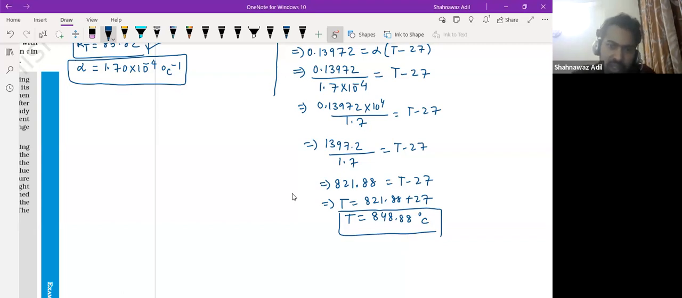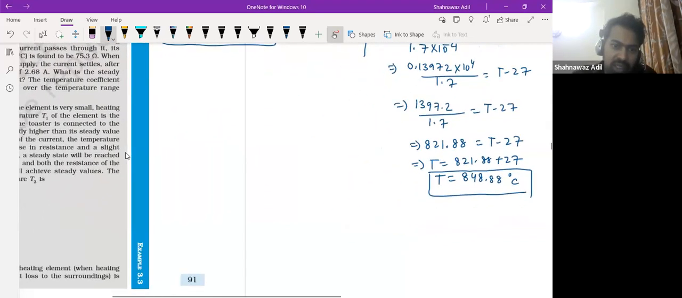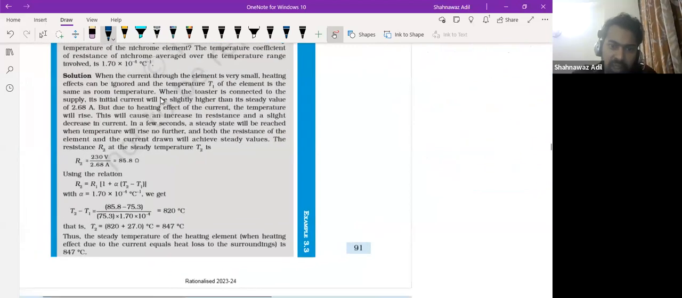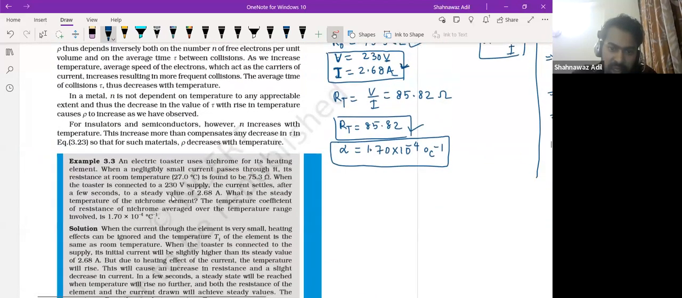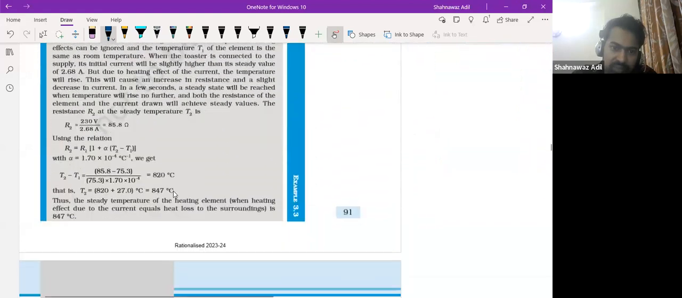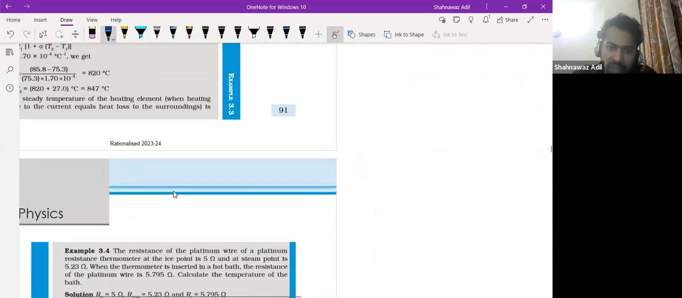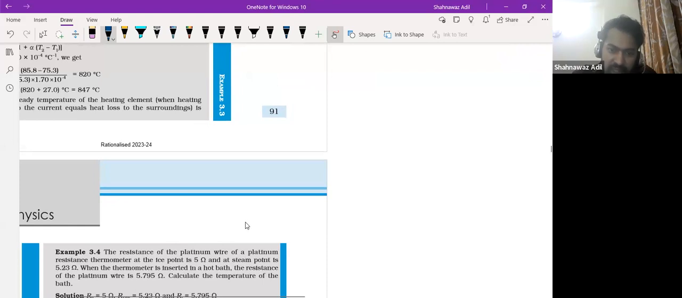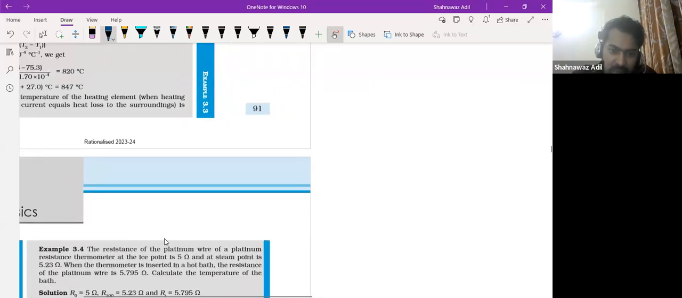Then we'll do another question, exactly the same type. So take this question. Now this is the question. The resistance of a platinum wire resistance thermometer at the ice point is 5 ohm, and at the steam point is 5.23. When the thermometer is inserted in a hot bath, the resistance of the platinum wire is 5.795. Calculate the temperature of the bath.